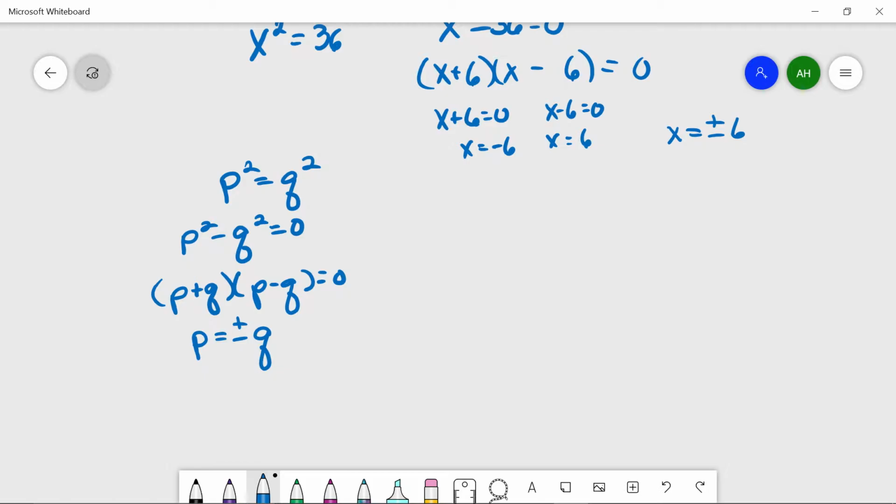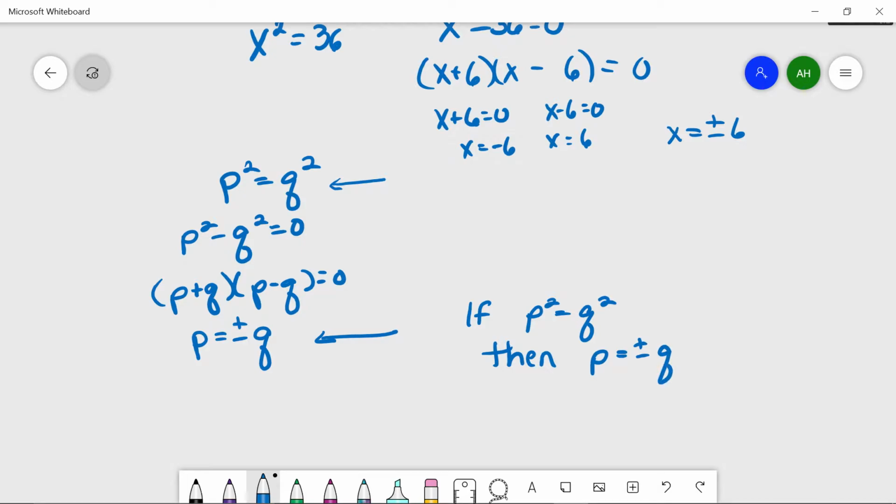So look at this. This is going to be my difference of two squares theorem: if P and Q are real numbers, and if P squared equals Q squared, then P equals positive or negative Q.